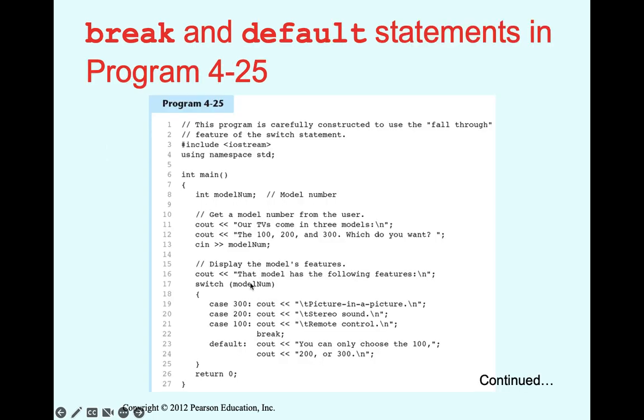So let's take this example. You ask the user to enter the model number. Maybe it's 100, 200, 300. Imagine the user enters 300. Then he will come to case 300. He will print picture in a picture. But because there is no break after this, the program will continue to print stereo sound and to print remote control till it reaches the first break. For some situations we need to omit break, but usually we have a break after every case.